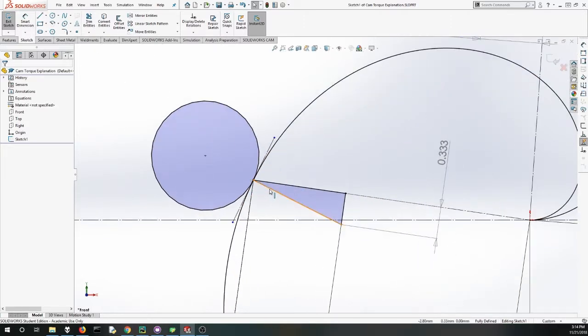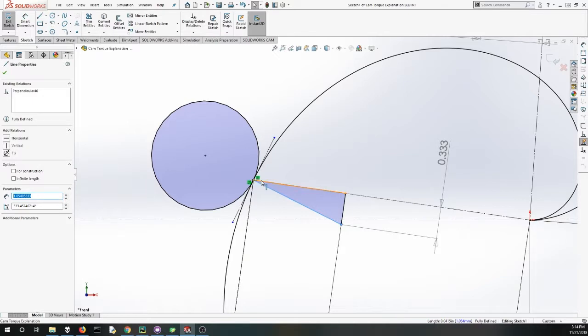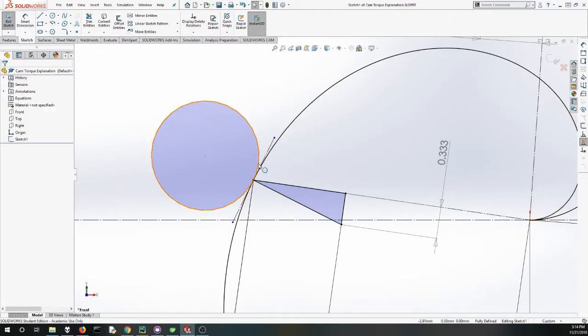And the reason we know this force is perpendicular at the point of tangency is because the roller won't react any component of force that is tangent to it. It will simply roll.